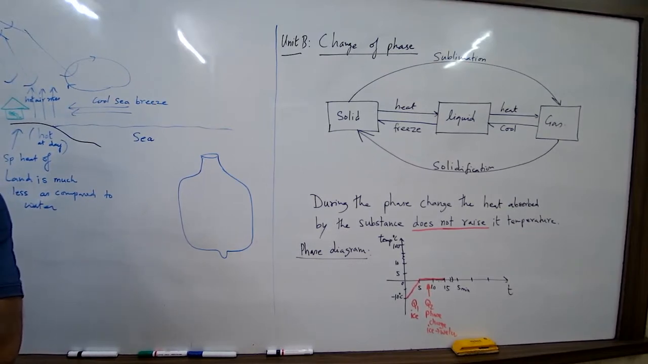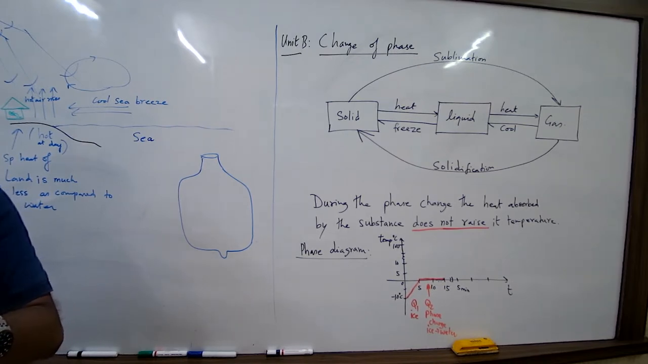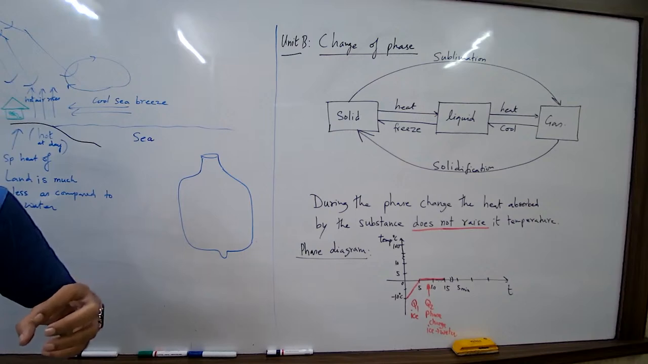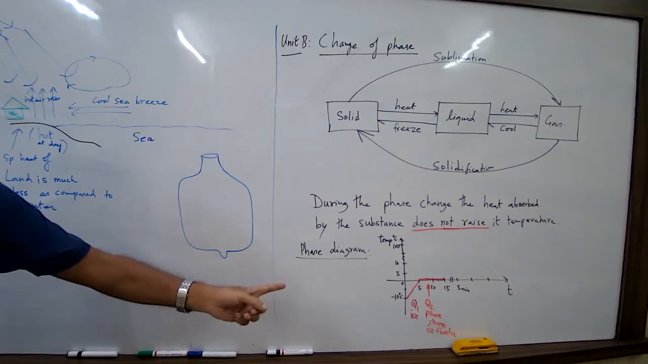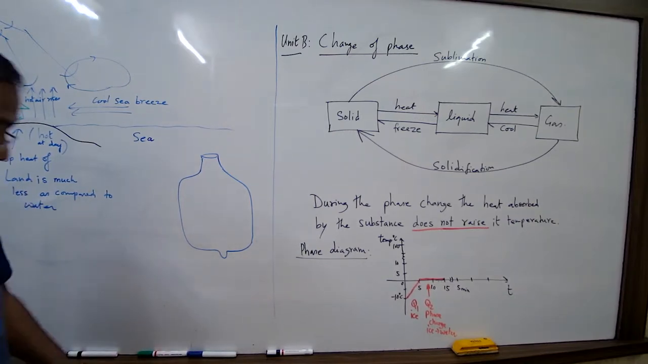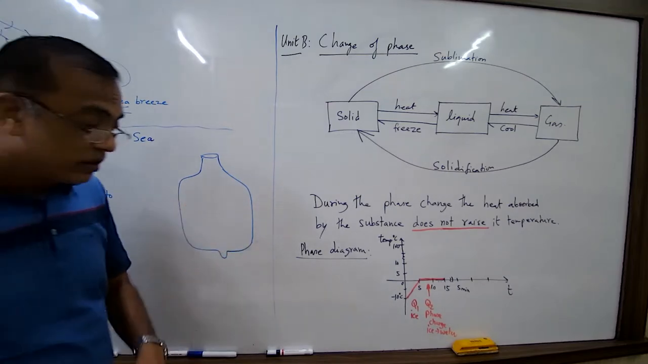It goes into breaking the bonds. From strong solid bonds, that energy is utilized in breaking the bonds. Now the constituents are more spread out. So the energy goes in breaking the bonds. Now ice is completely converted into water.